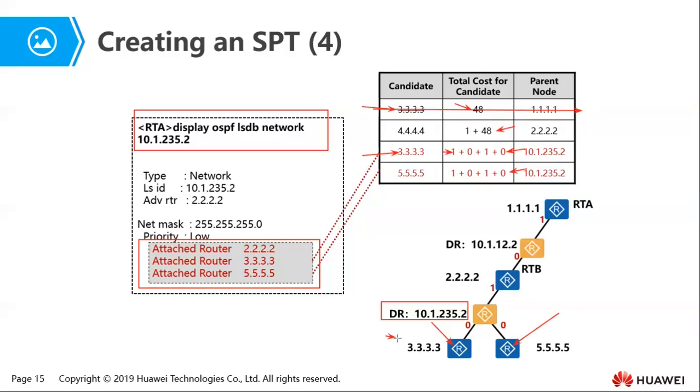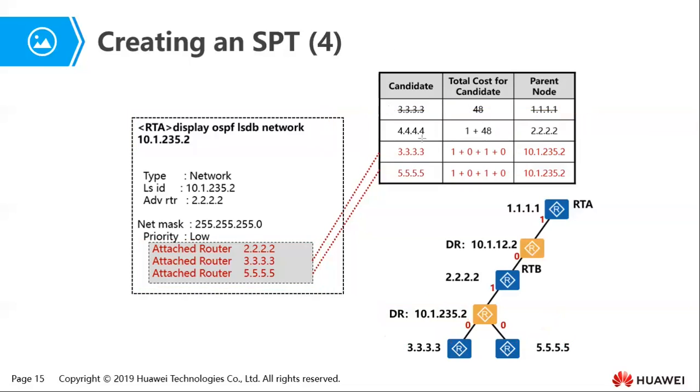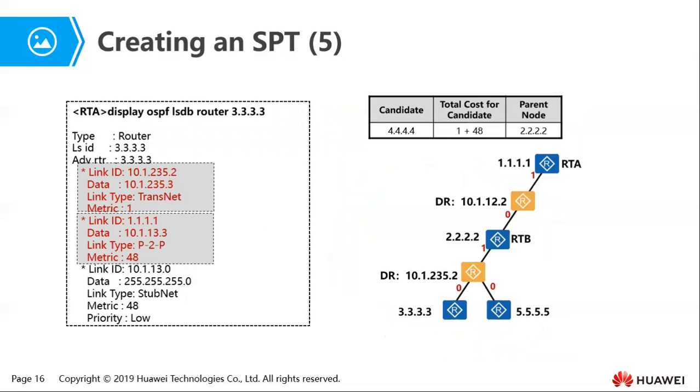Okay, so after that, we go ahead and examine the Router-LSA of 3.3 and also the Router-LSA of 5.5.5. Remember, it's the router that is doing this calculation. Here we are just understanding how it does it. At step number 5 here, we're simply examining the router LSA of 3.3.3.